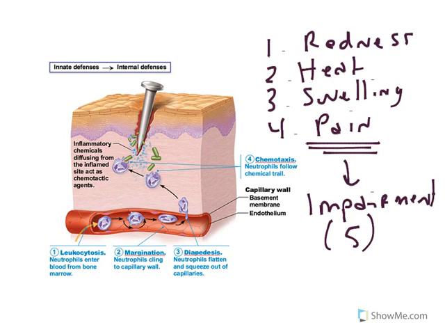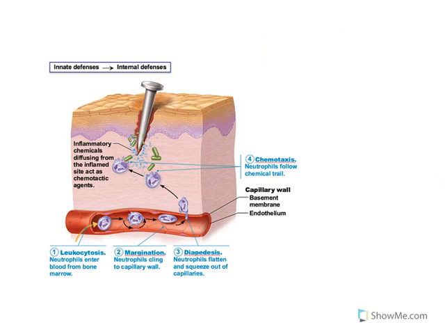So when there's more blood, it's going to turn red, it's going to feel warm, there's going to be more fluid, which means that it will be swollen, and there might be pain of the injured tissue itself, but also if there's swelling, there could be a nerve that's being compressed, and that could cause extra pain in addition to the injury of the tissue itself.